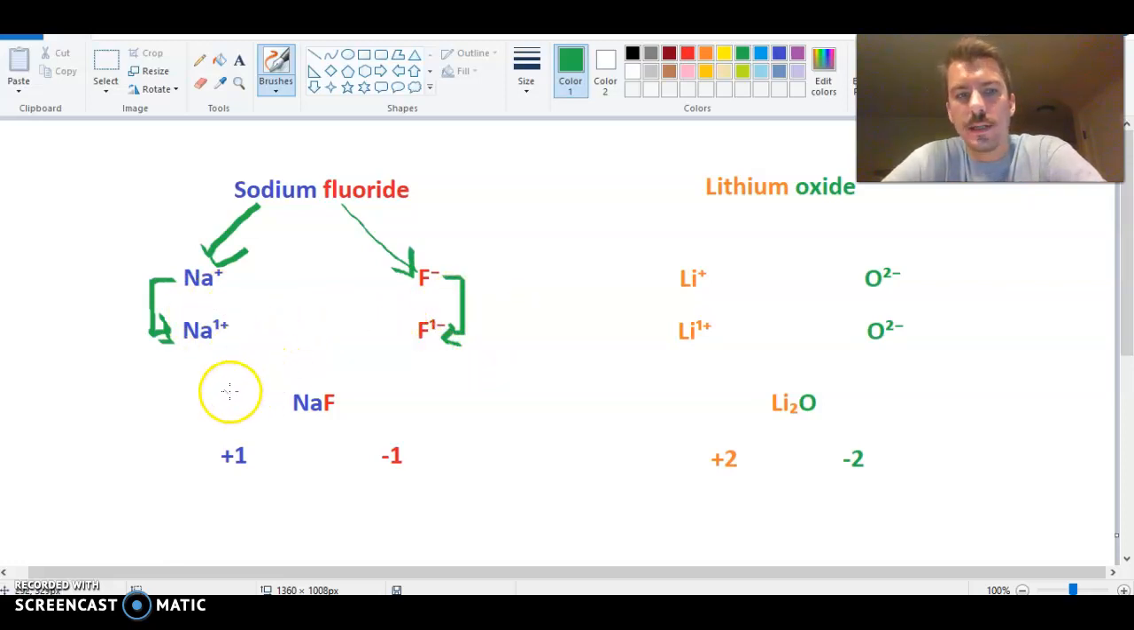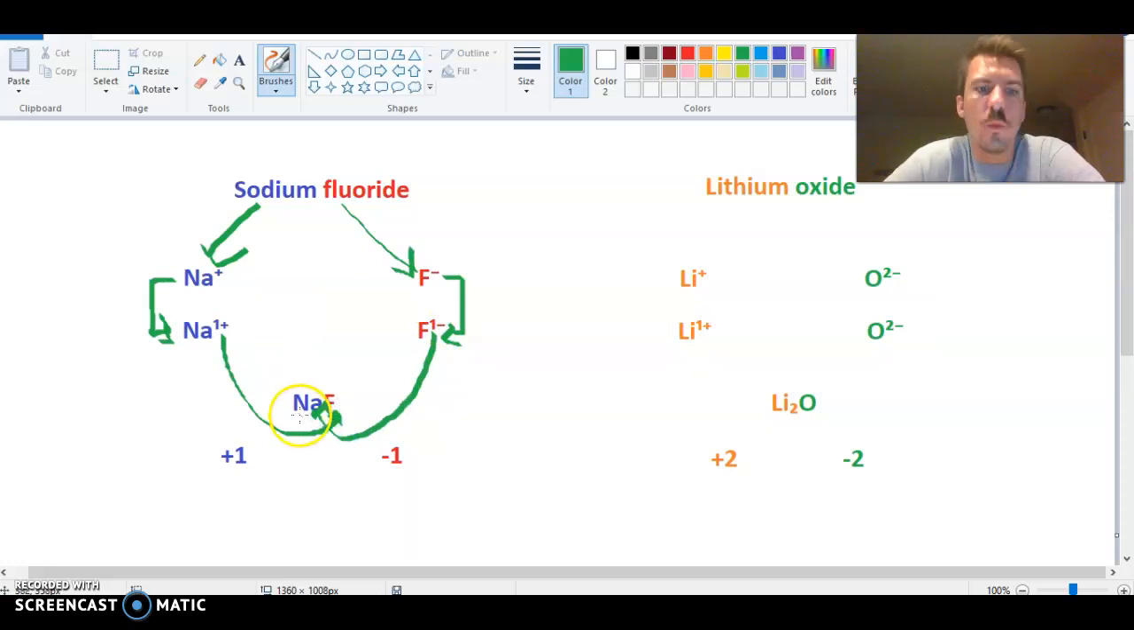Now it is time to use the crisscross method. The question you should be asking yourself right now is, when we form this compound, how many sodium atoms do we need, and how many fluoride atoms do we need to produce a compound that has a neutral charge? So considering the fact that sodium and fluoride are both ones, we got a +1 and a -1, our crisscross method tells us that there's one fluoride ion and one sodium ion. This produces a neutral compound.